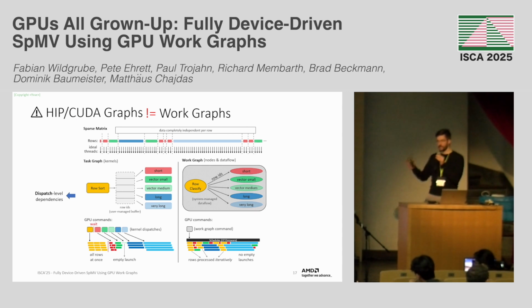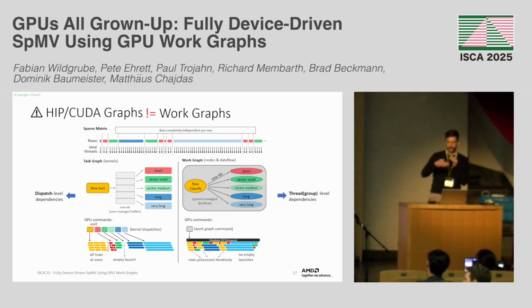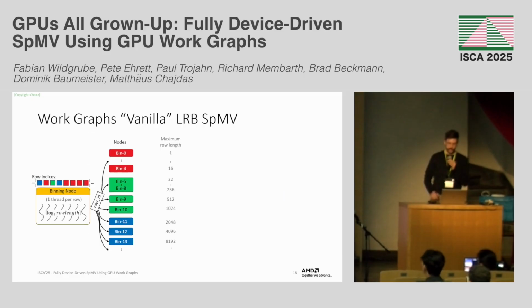And if there's nothing ever produced for a certain class of rows, because they just aren't in the matrix, we don't launch anything for it. So we actually capture the thread group or even thread level dependencies at a very fine granularity with work graphs. So knowing all of this now, let's apply it to this logarithmic radix binning strategy.